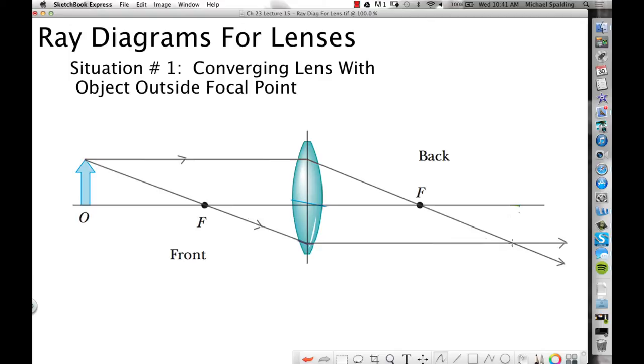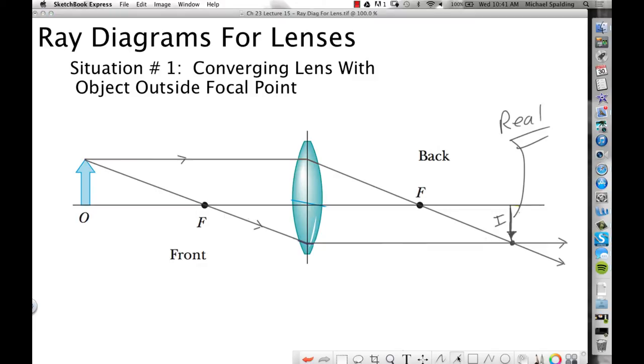The image is going to be where those rays intersect. Now, like we talked about yesterday, is this going to be a real image? That arrow represents the image right here. Is that going to be real or virtual? Real. How do we know it's real? Because the light rays actually intersect. If the light rays actually intersect, then it's a real image, and you could put that on a screen. If you put a piece of paper there, you would capture it on the paper.